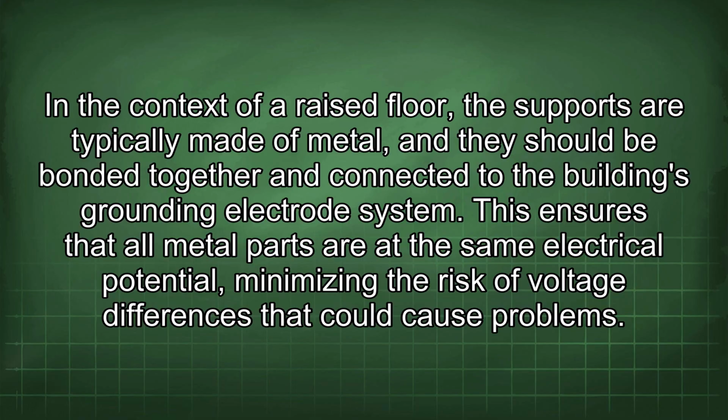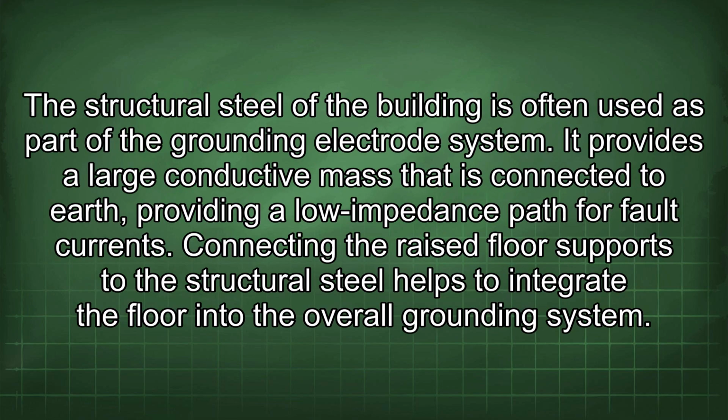This ensures that all metal parts are at the same electrical potential, minimizing the risk of voltage differences that could cause problems. The structural steel of the building is often used as part of the grounding electrode system. It provides a large conductive mass that is connected to earth, providing a low impedance path for fault currents. Connecting the raised floor supports to the structural steel helps to integrate the floor into the overall grounding system.